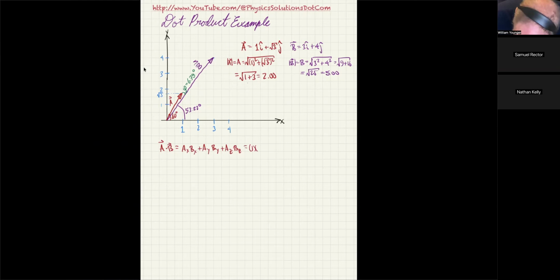The X component of B is 3. The Y component of A is the square root of 3. The Y component of B is 4. And the X component of A is 0, and the Y component of A is 0. So we're going to get 3 plus 4 times the square root of 3, which we can get an approximate value of, but that actually works pretty well as well. Just for the record, 3 plus 4 times the square root of 3 is about 9.928.